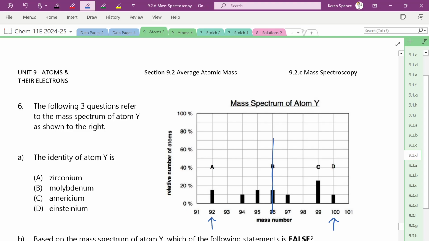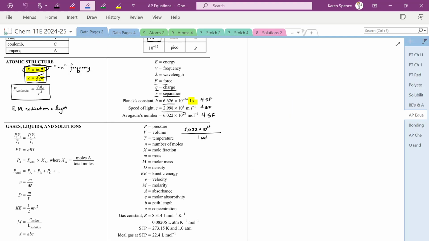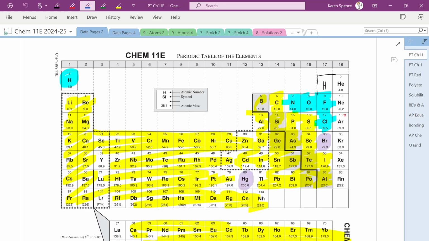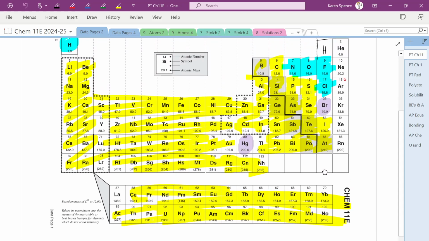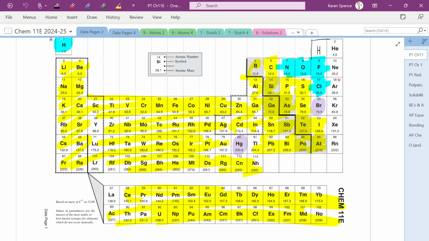Yes? That's my guess. Okay? So what that means is the mass number of this element should be 96. So let's look up zirconium, molybdenum, americium, and einsteinium on our periodic table. Zirconium, I don't even know where zirconium is. Let's just look for 96, shall we?